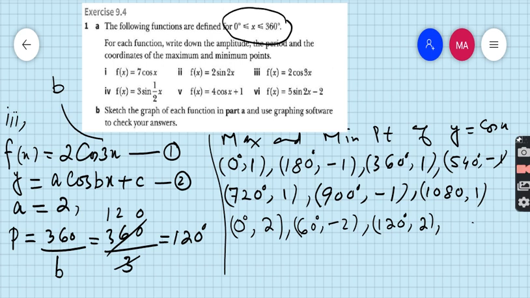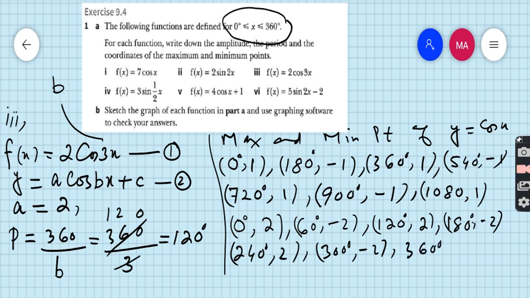That is 180 degree. -1 into 2, -2. 720 divide by 3, 240 degree. 1 into 2, 2. 900 divided by 3, 300, and -2. 1080 divided by 3, that is 360 degree. 1 into 2 is 2.